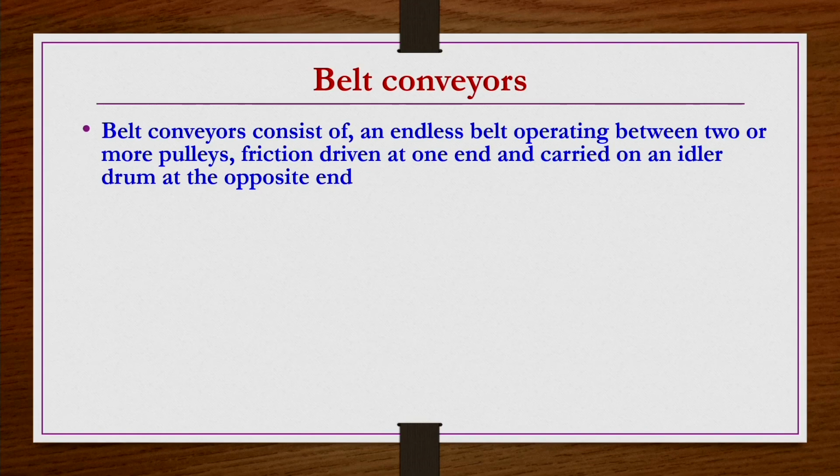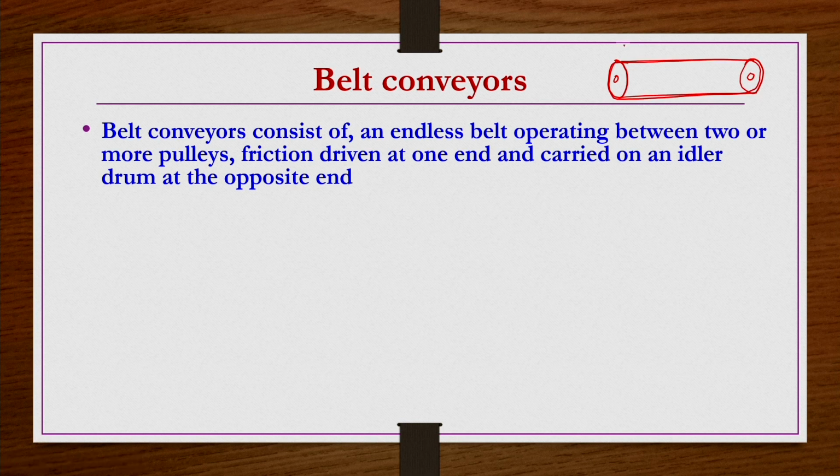Now, belt conveyors. Belt conveyors consist of an endless belt operating between 2 or more pulleys, friction driven at one end and carried on an idler drum at the opposite end. So, basically the process is something like this. You have pulleys that are rotating, onto which there is a belt. It is endless because it continuously rotates between these 2 pulleys.